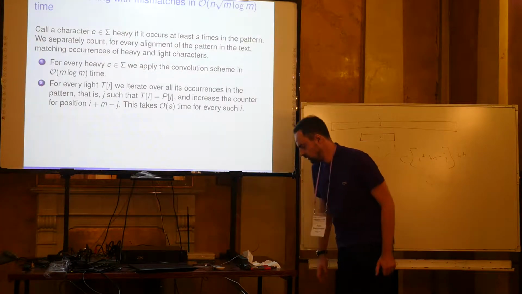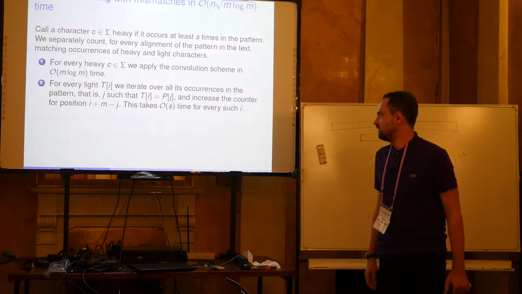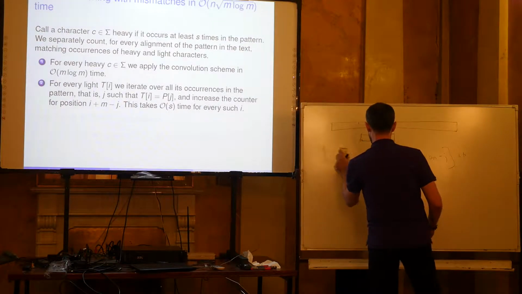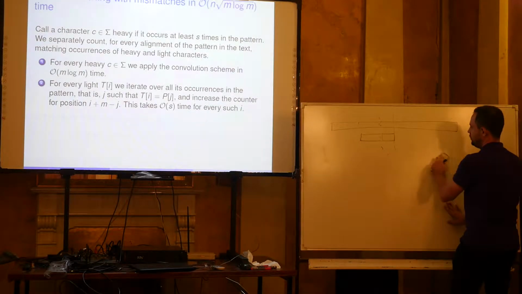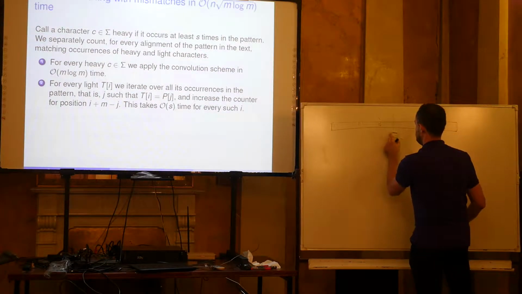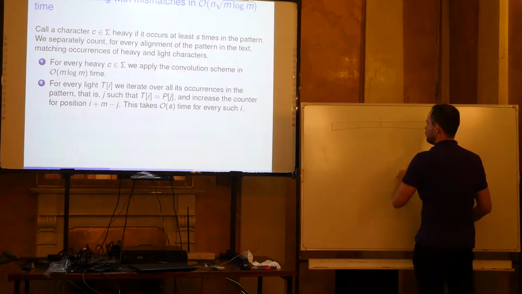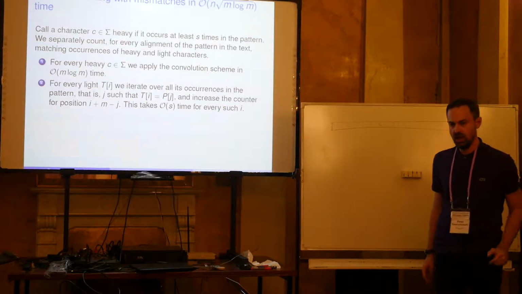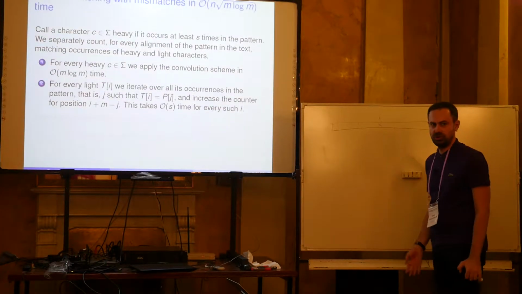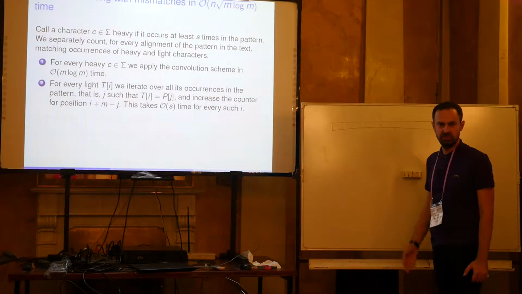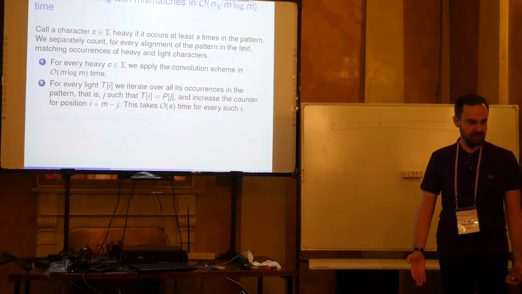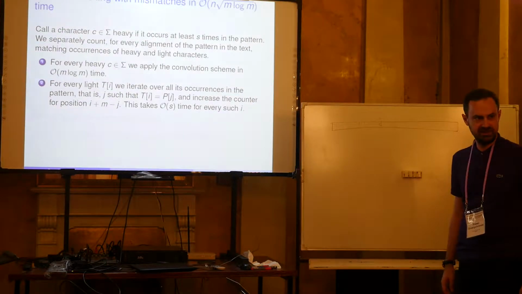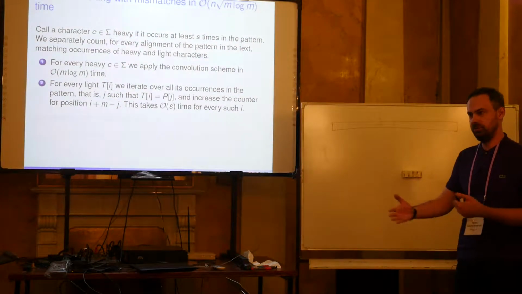And the second case is that you want to count the light matches for each alignment. So how do you do that? Well, you consider the positions in your text one by one. Let's say that here you have position I, and you have character C at that position, and it's a light character. So it occurs few times in the pattern. And now you want to calculate how many matches it will generate for all possible alignments.